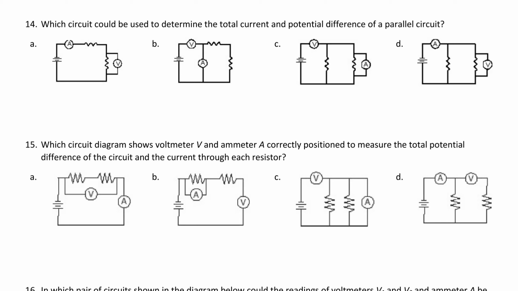Kind of like this. It says which circuit could be used to determine the total current and potential difference of a parallel circuit. This is looking good to me. Ammeters in series. The voltmeter is in parallel, but we want to know the total current and the potential difference of a parallel circuit. This voltmeter is only measuring the potential difference across this resistor, not both of them. I would like it to be more like that. So to me, this is close but no cigar. The voltmeter here is put in series, so that's definitely not right. Same here, that's no good.